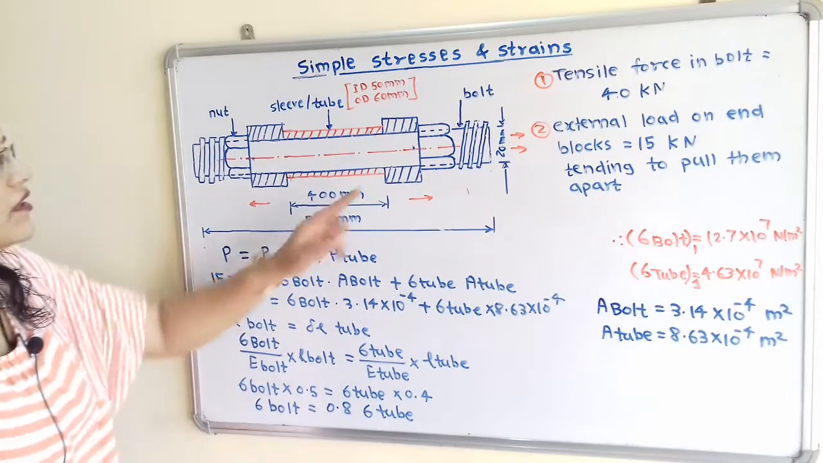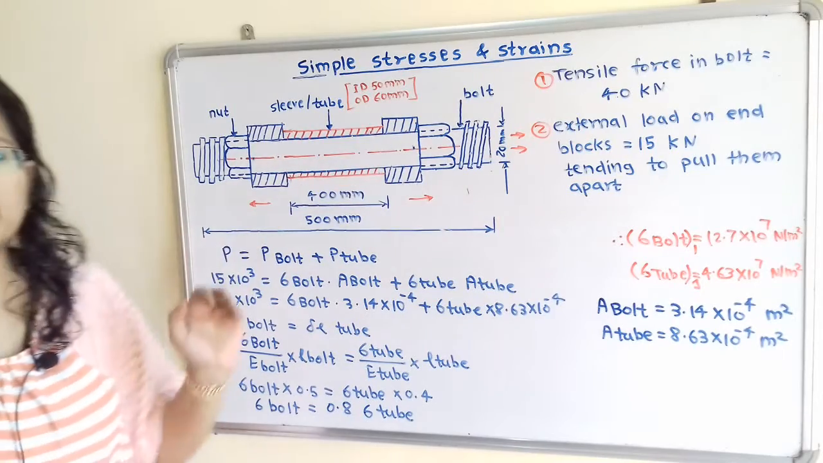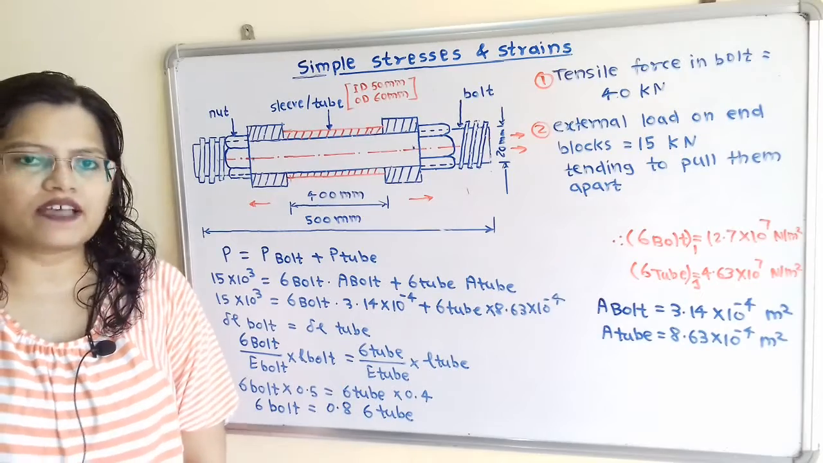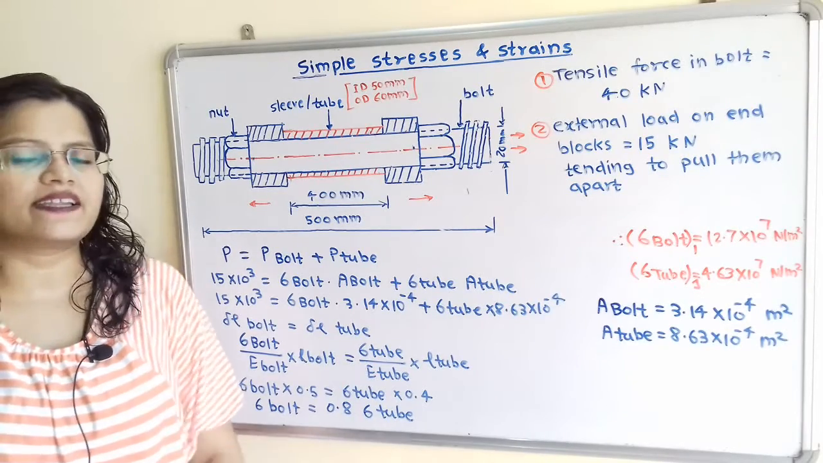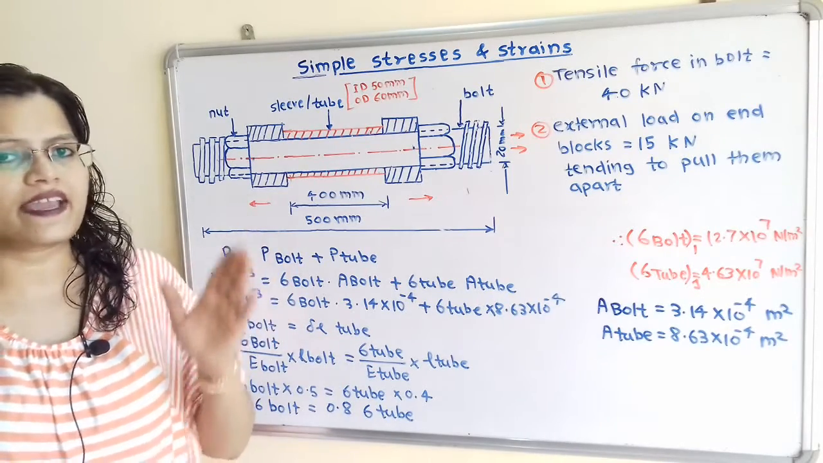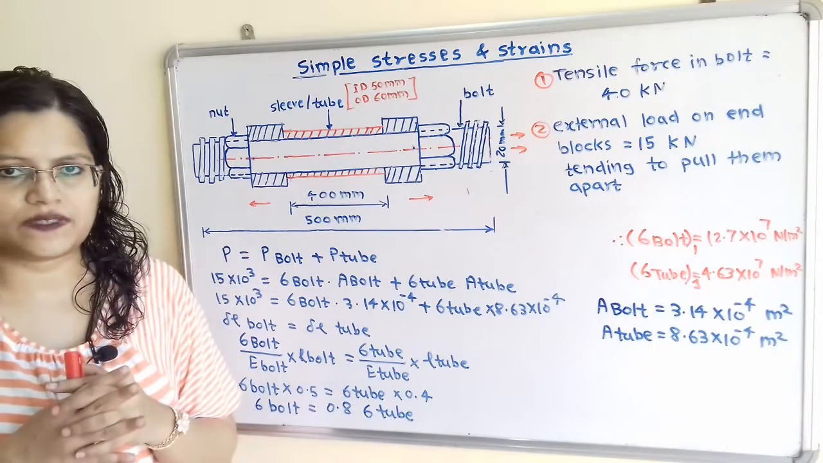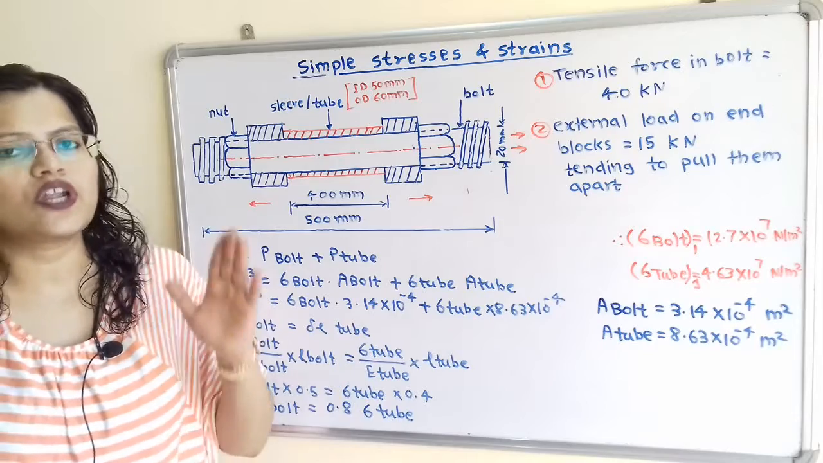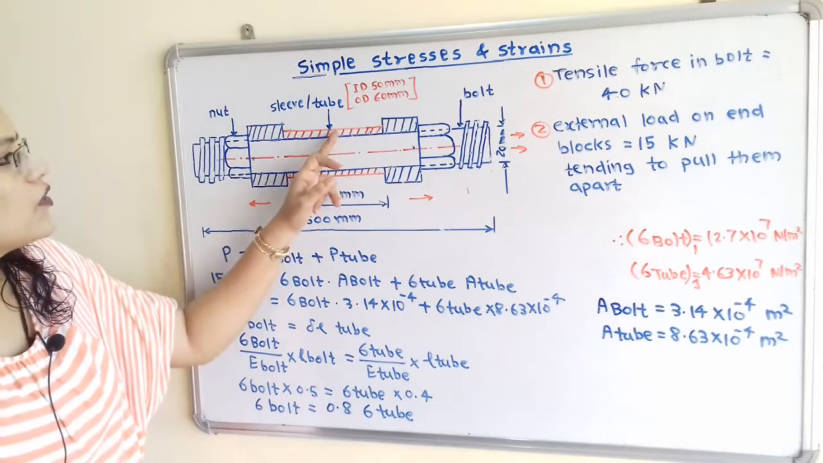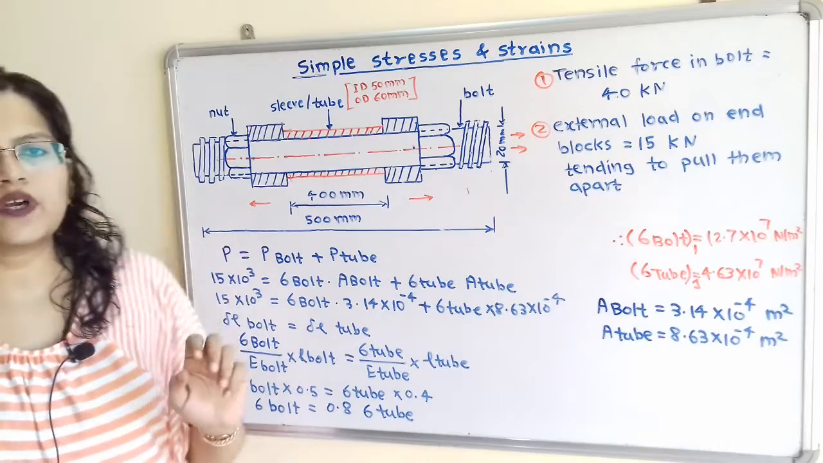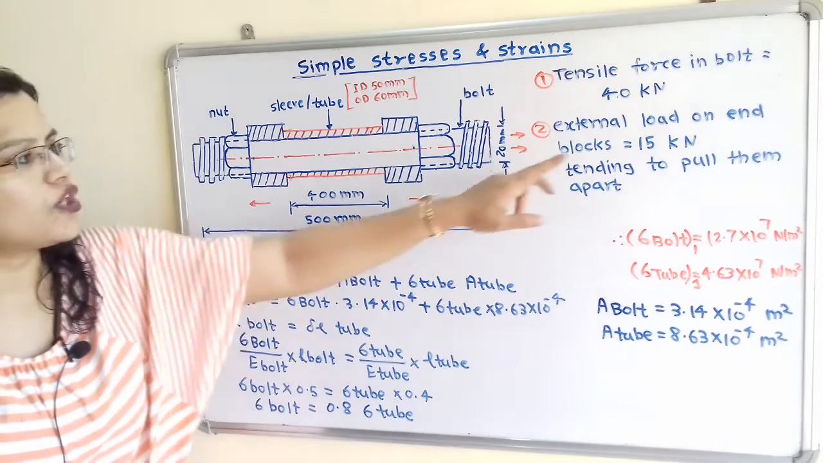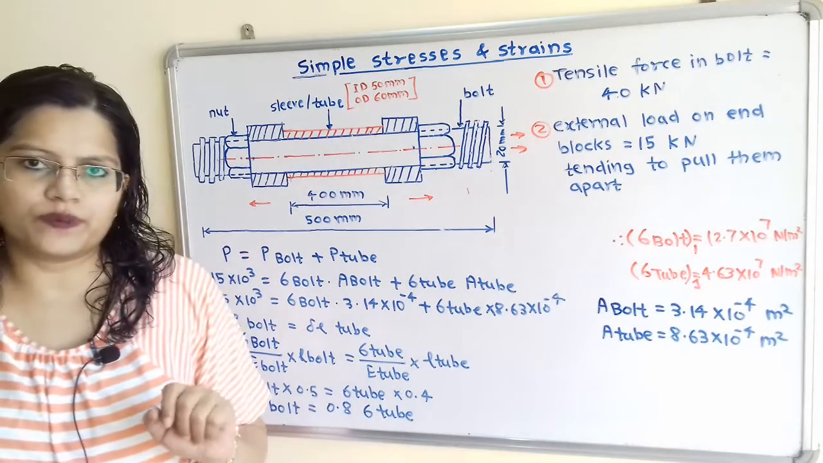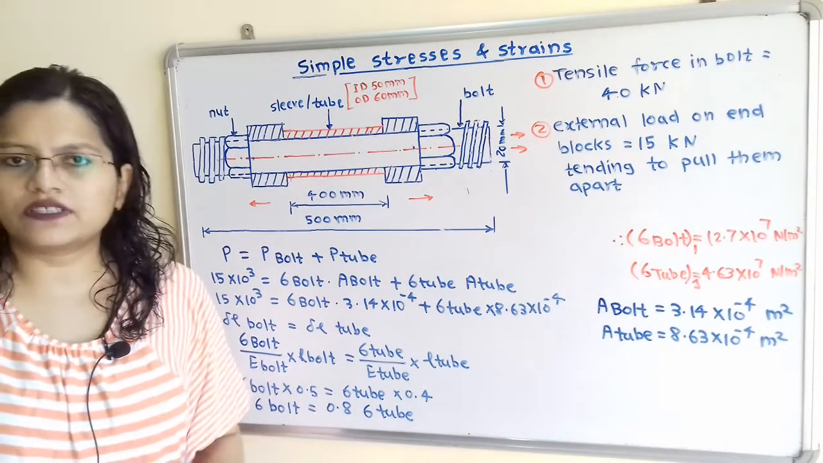If we observe, this bolt as well as this sleeve or tube are fastened together. So when they are fastened together, we can say that it will act like a compound tie or strut. So there are two conditions. First condition, the total load is shared by the load in the bolt as well as load in the tube. So we can say that total load P is equal to P bolt plus P tube. So this is the first condition.